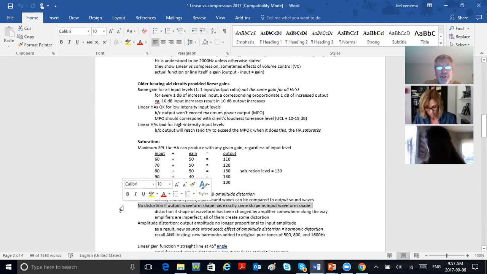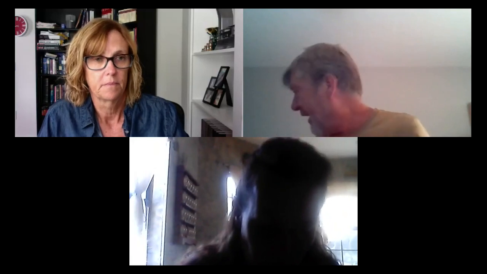there's no distortion if the output waveform shape is exactly the same shape as the input waveform. I will stop sharing and talk to you right here. Say you have a speaker. I wish I had one just hanging around here, but we're moving, so even the pictures are now off the wall. We're in the process of moving. Yikes. Anyway, a speaker.